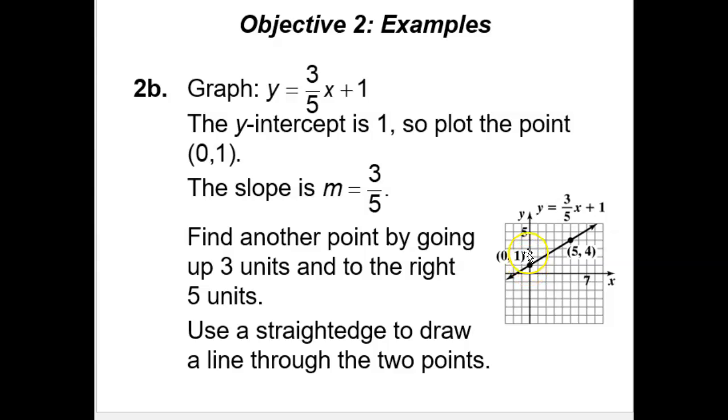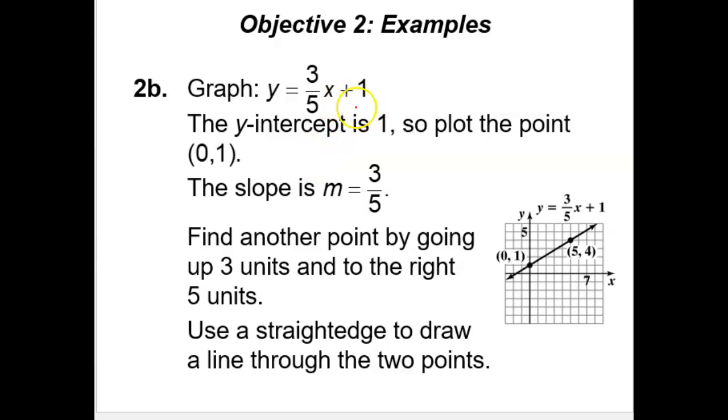And then you go up 1, 2, 3. So your new y will be 4. 1 plus 3 is 4. And then over 5. And your new x is 5. So the rise is 3. Run is 5. The other thing you could do is you could plug a point.